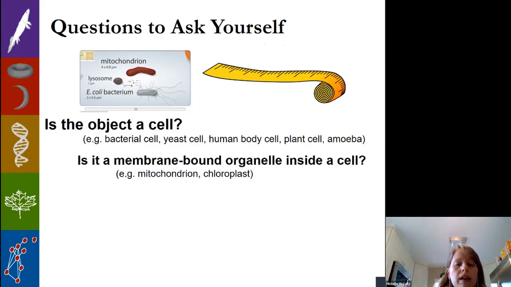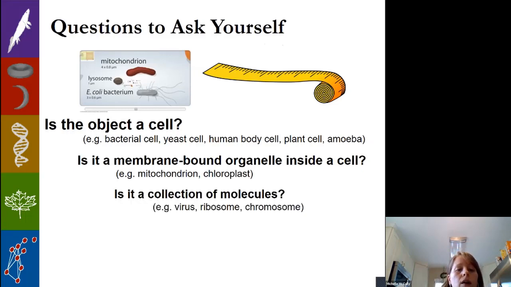Next, you want to think about: does it go inside a cell? The biggest things inside cells are organelles. So is it membrane bound, like a mitochondrion or chloroplast or the nucleus? They're going to be smaller than a cell because they're inside a cell, but bigger than the things that are inside them. So what goes inside an organelle?